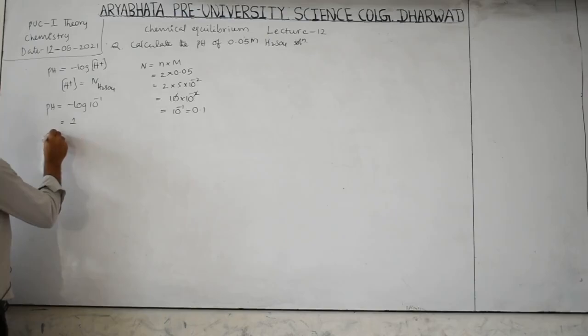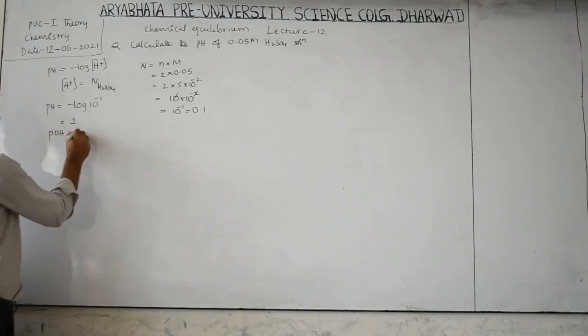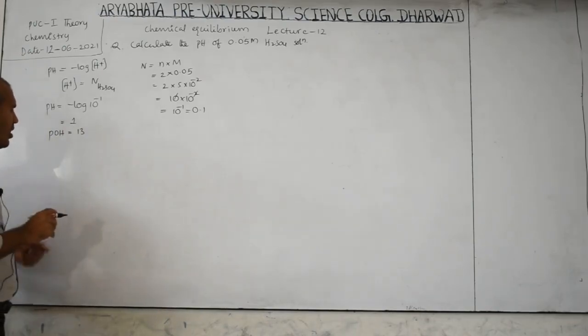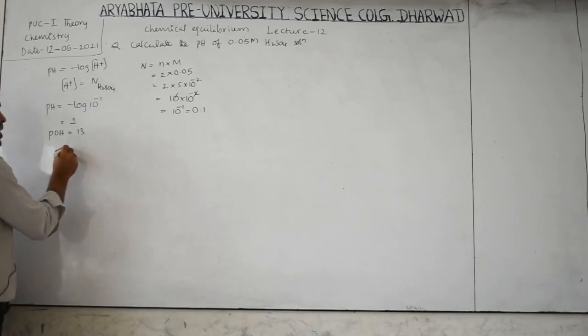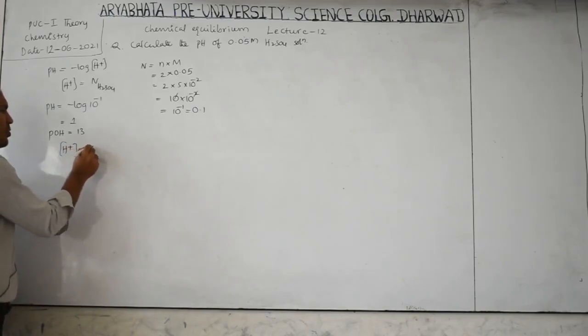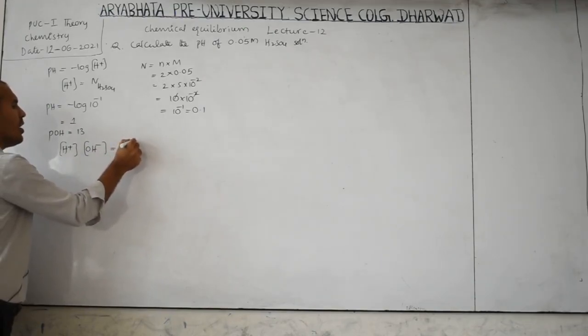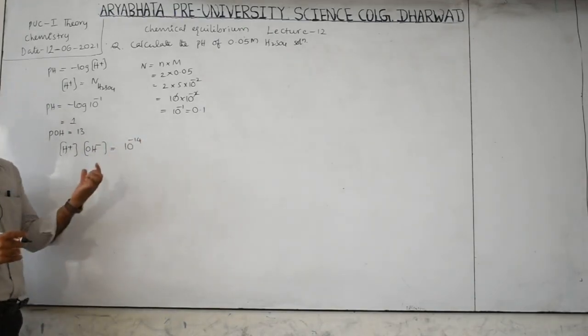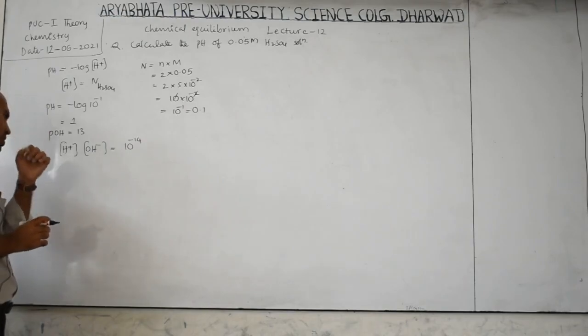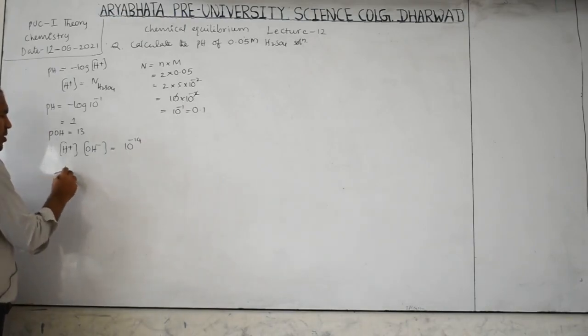Then what is the pOH? pOH is equal to how much? 13. Because you may not know how to calculate this. We know that H plus ion concentration into OH minus ion concentration is equal to 10 power minus 14. This is the ionic product of water. We know very well. Now apply the logarithm on both sides.